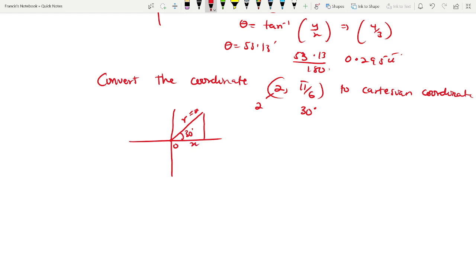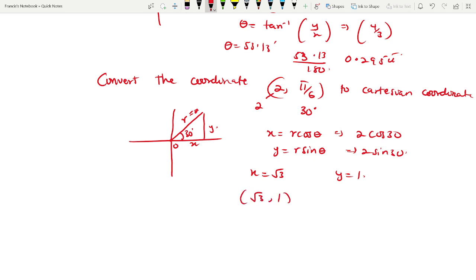So what is my x? What is my y? My x is simply equal to r cos theta. That is the horizontal component of my r. Then my y is simply equal to r sine theta. So this gives me 2 cos 30, and this gives me 2 sine 30. What are the respective answers? 2 cos 30 is giving us square root of 3, so my x is equal to square root of 3. Then 2 sine 30. Sine 30 is half, right? So we are going to get y to be 1. Therefore, my Cartesian coordinate becomes (square root of 3, 1), right?